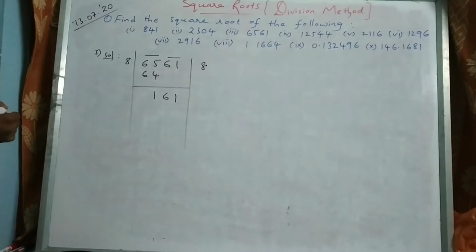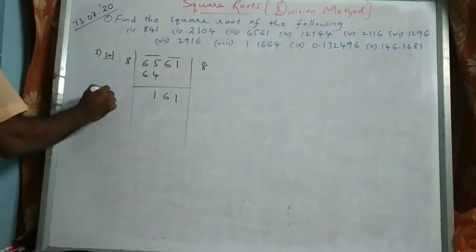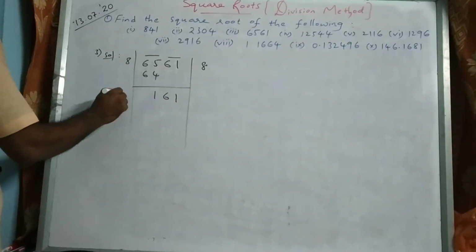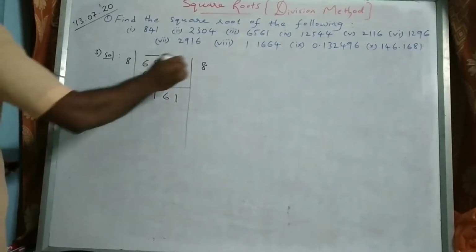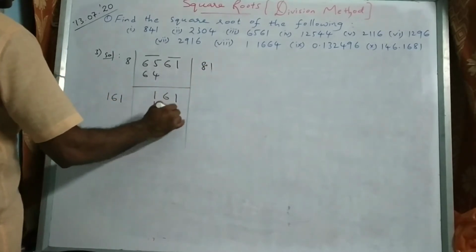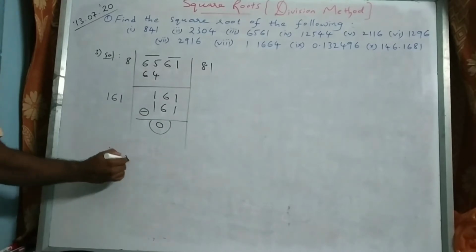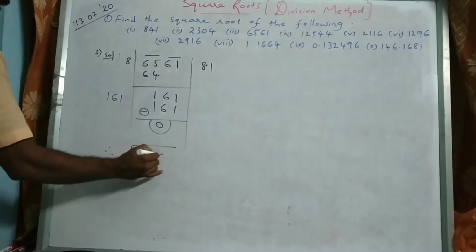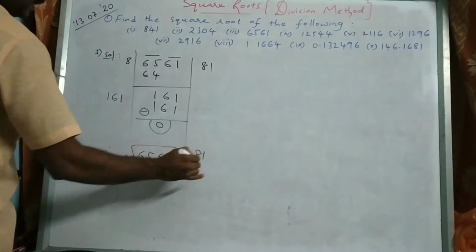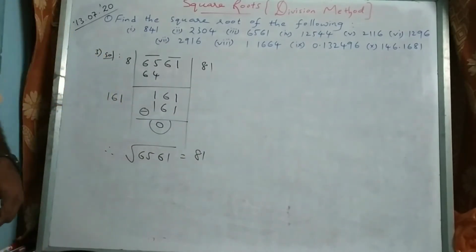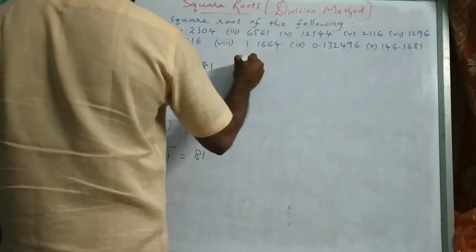2 times of 8. 2 times of 8 is how much? 16. So since the last digit is 1 here, suppose if I write 1 here, 161 1s are 161. Right? Remainder is 0. Therefore, the square root of 6561 is 81. Okay? So the answer is 81.